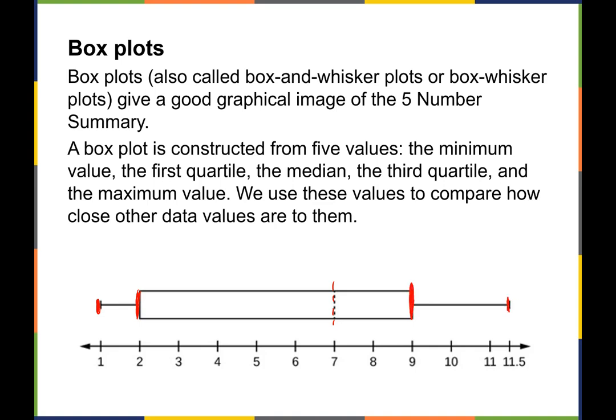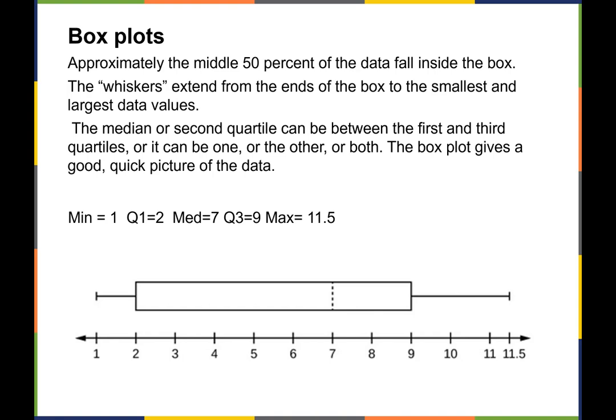the final whisker. You draw a box from Q1 to Q3, and then you extend your whiskers out to the max and the min. All right? We can use these to compare different data sets and how spread out or how close together they are. So if we look at this example, our min was 1, our Q1 was 2, our median is 7, our Q3 is 9, and our max is 11.5.